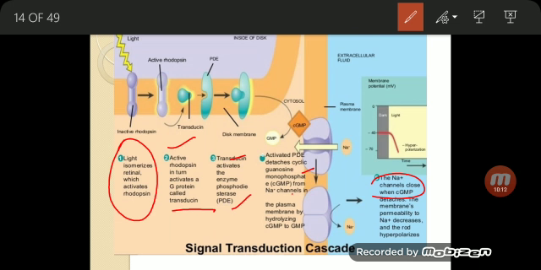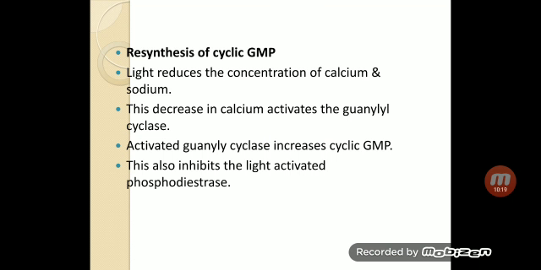Resynthesis of cyclic GMP takes place. That is, when more light is focused on the pigments, this reduces the concentration of calcium and sodium. This decrease in calcium activates the guanylyl cyclase. This activated guanylyl cyclase increases cyclic GMP, and it also inhibits the light-activated phosphodiesterase. This is what the phototransduction cascade pathway is. This is very important and you need to know it. If you are not able to follow the video, you can go through the slides.